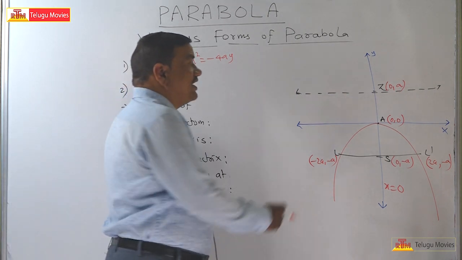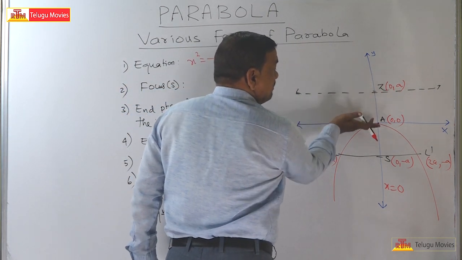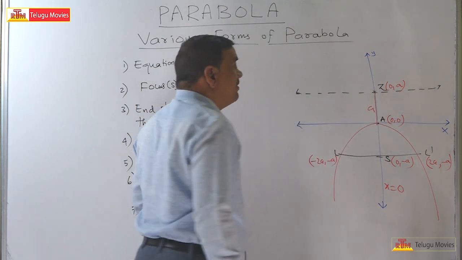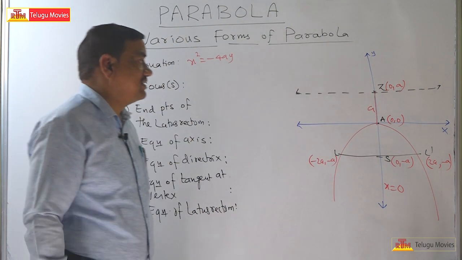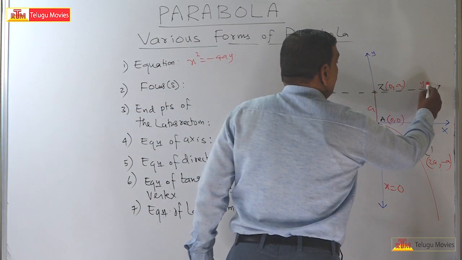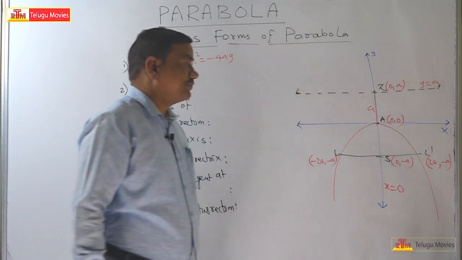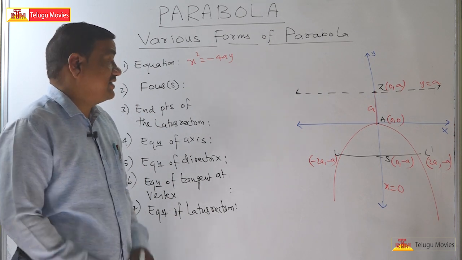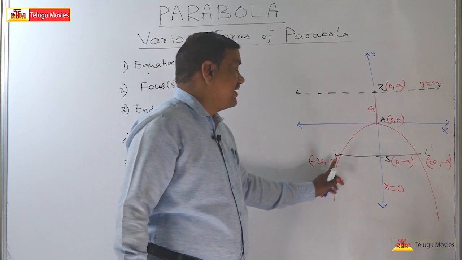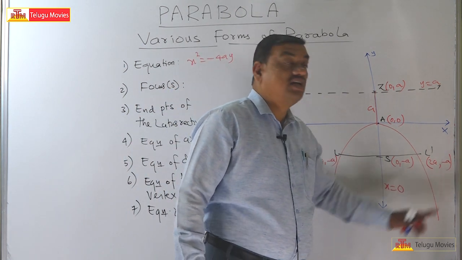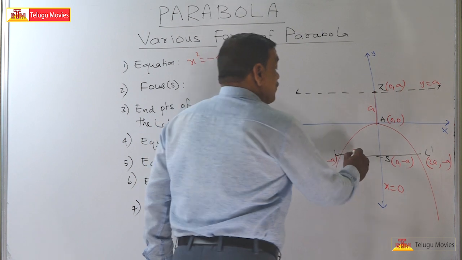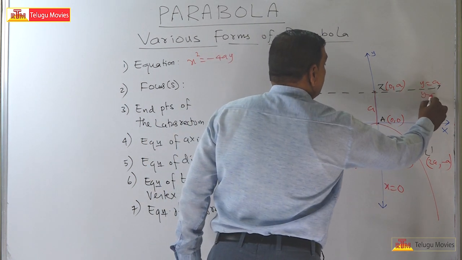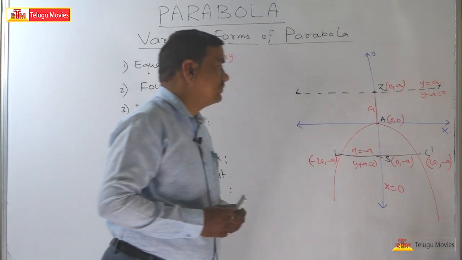So the equation of the directrix: the directrix is parallel to the x-axis, and it is a units away from the x-axis and lies above the x-axis. That's why this is y = a. The next one is the equation of the latus rectum. See here, y coordinate minus a, here also y coordinate minus a. Therefore, y = -a, that's why y + a = 0. This is also y - a = 0.